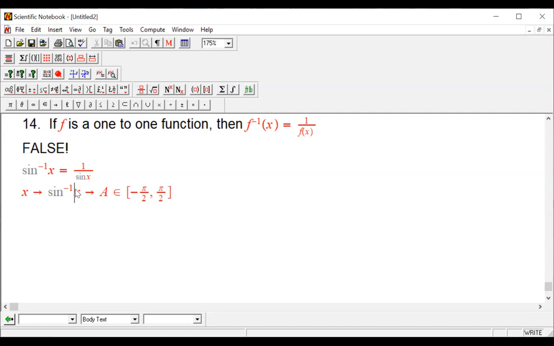So the input is a ratio. How about sine? If you look at the order of operations for sine, this is for arc sine, that is a flow. 1 over sine x.